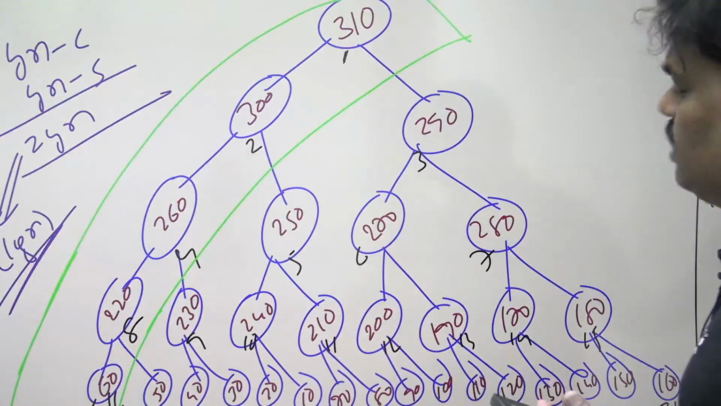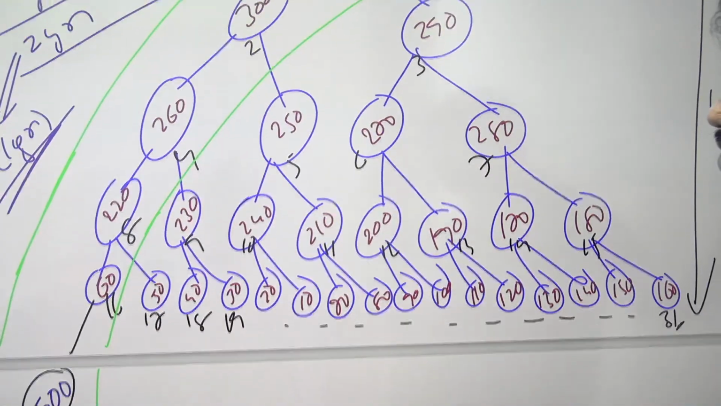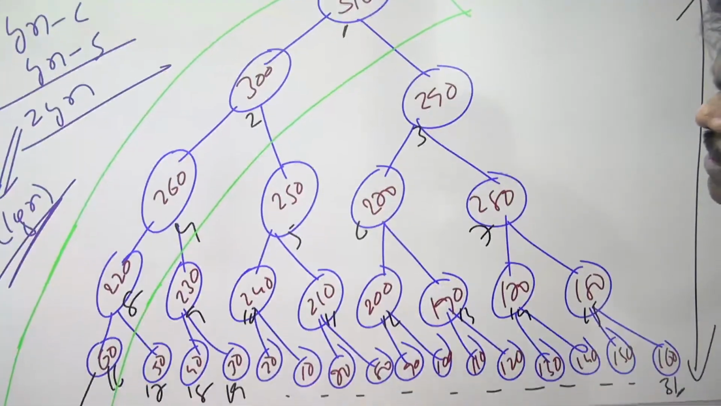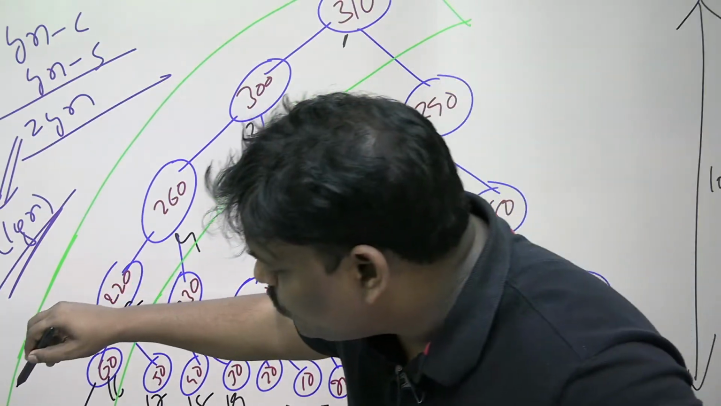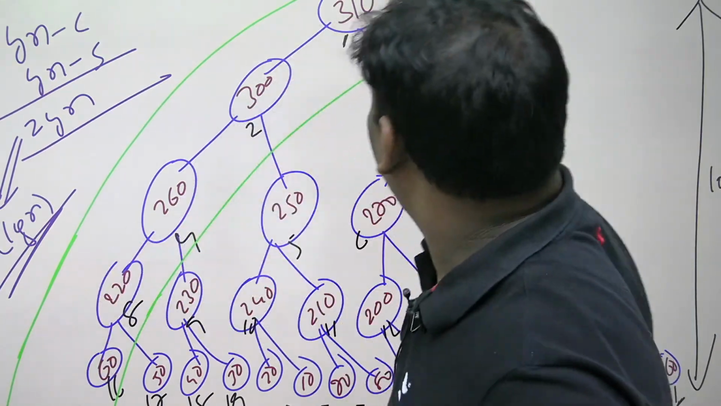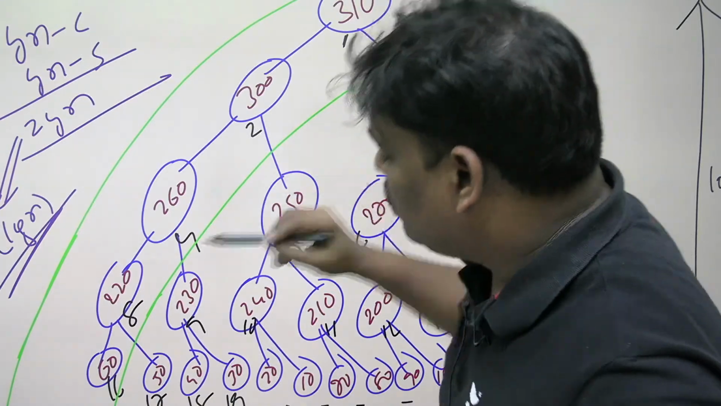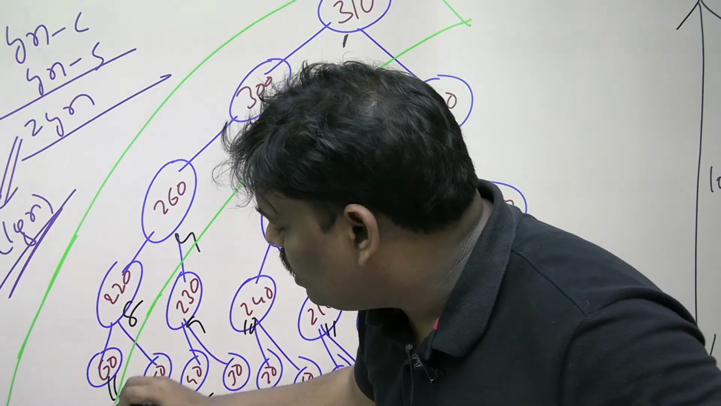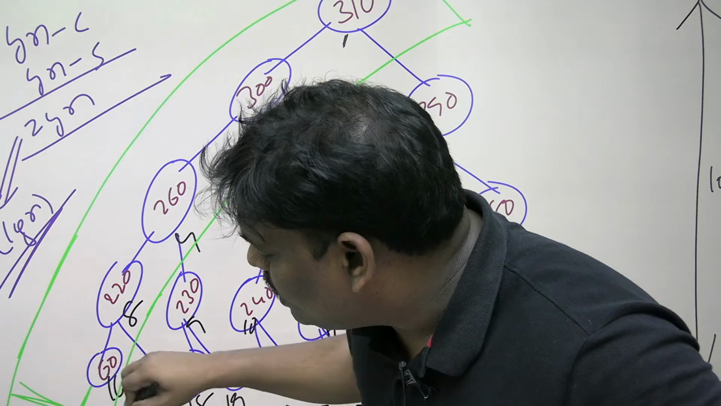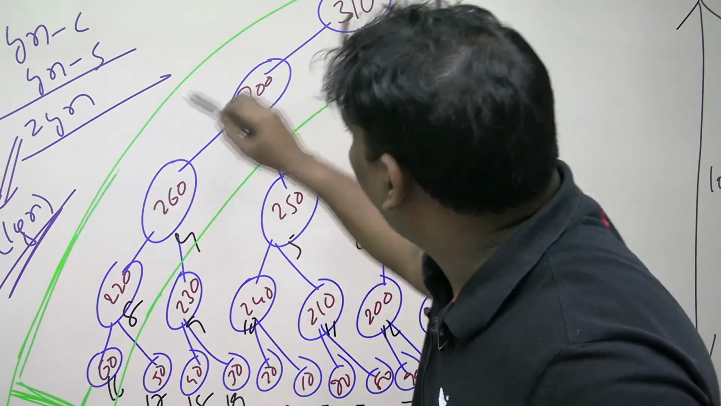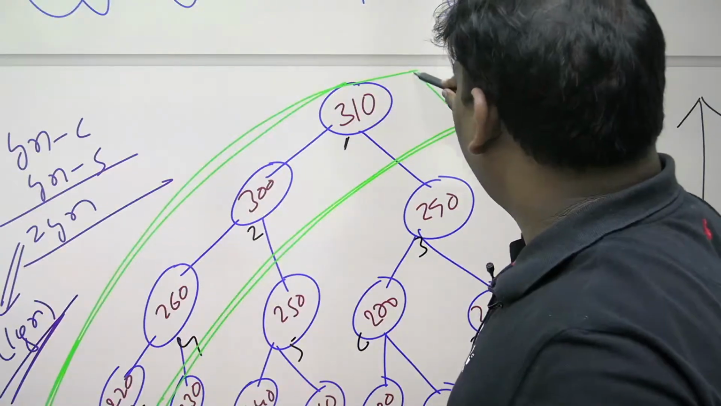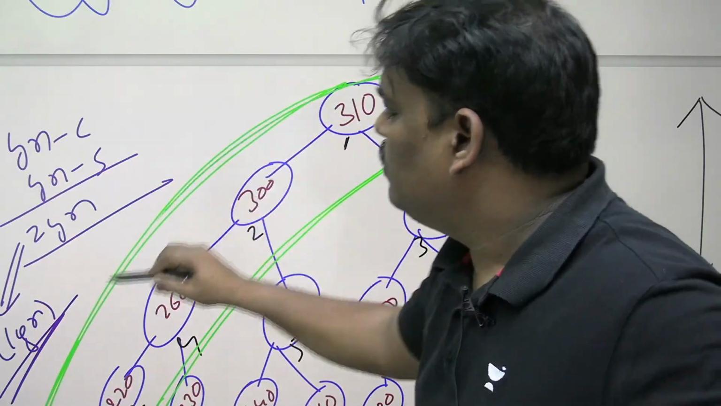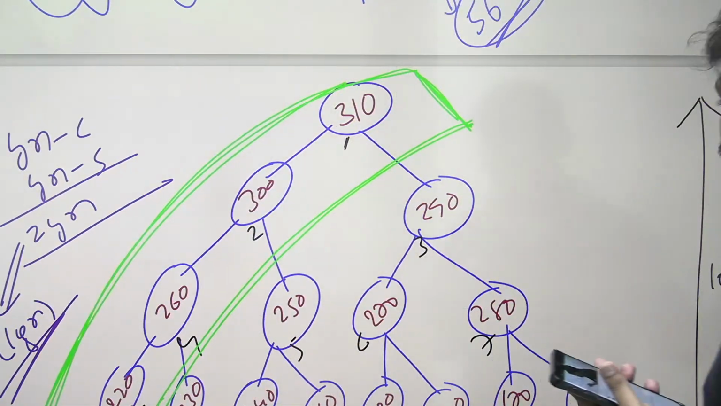This green color path, if you observe, is it sorted? Can you check? See, until here, green color path, if you observe, see this one. Until here, everyone is sorted. Check. Until here, everyone is sorted. See, in the green color path, everyone is sorted.